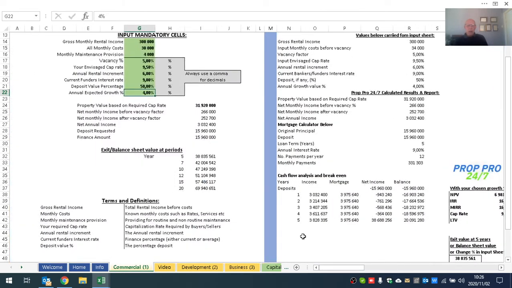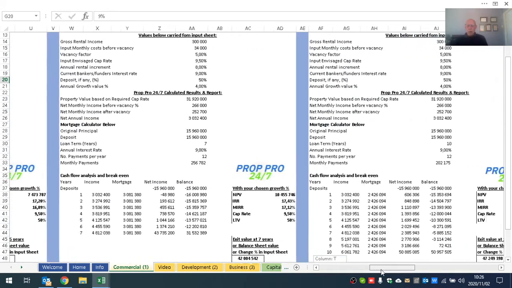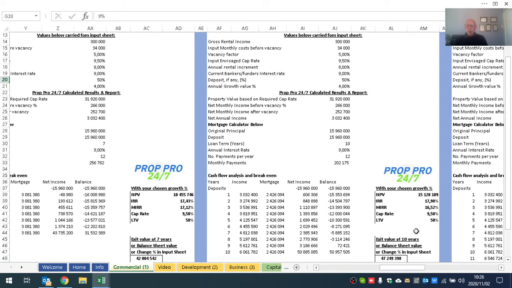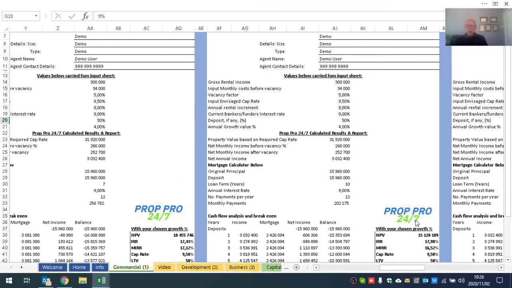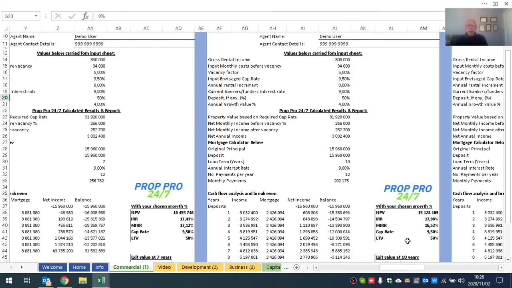Again, alter your annual increment. If you've got a higher annual rental increment, let's say at 8%, we enter that, and automatically your financial ratios have all been calculated for you.